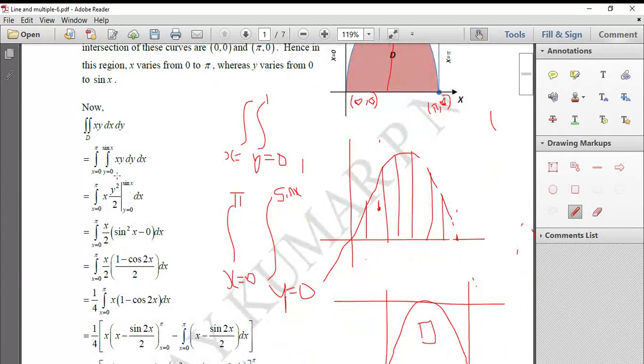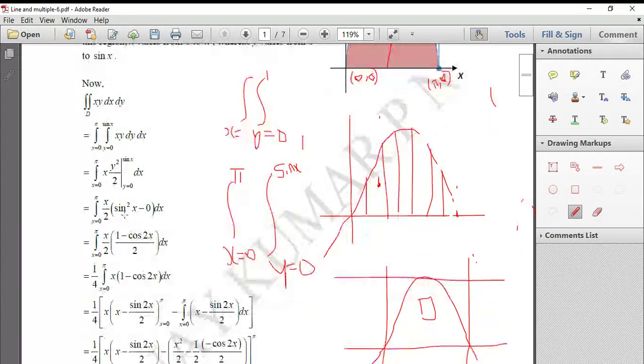Now, how are you going to integrate with respect to y? Keep x as constant because you are integrating with respect to y. What is the integral of y? Y square by 2. And the limit is from 0 to sin x. Apply the limit. X by 2 is constant. You'll get sin square x minus 0, which is sin square x.